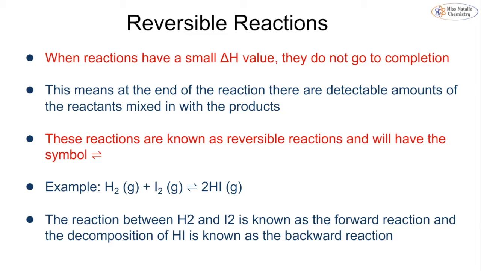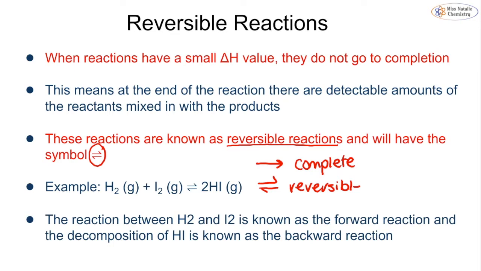And these are known as reversible reactions, and they use this symbol here of the double-headed arrow as opposed to a total arrow. So if you have a single-headed arrow, that means that you have a complete reaction, and if it is the double-headed arrow, it means it is reversible.